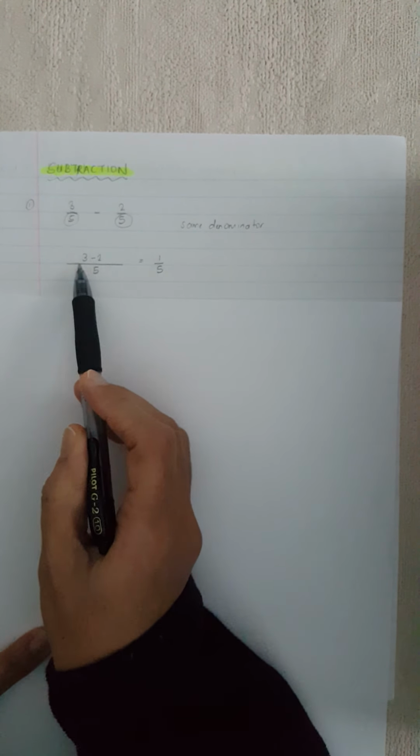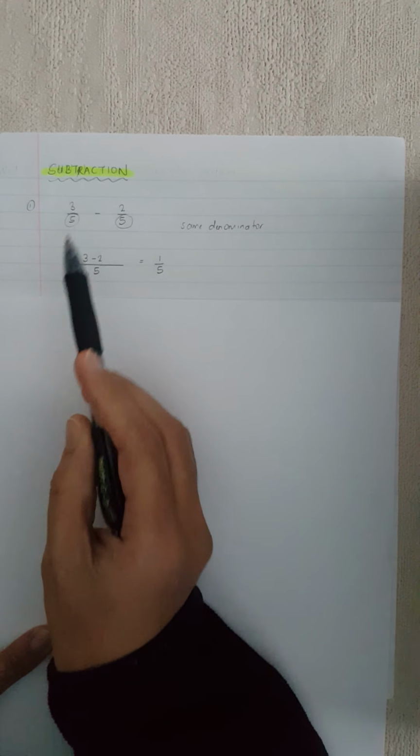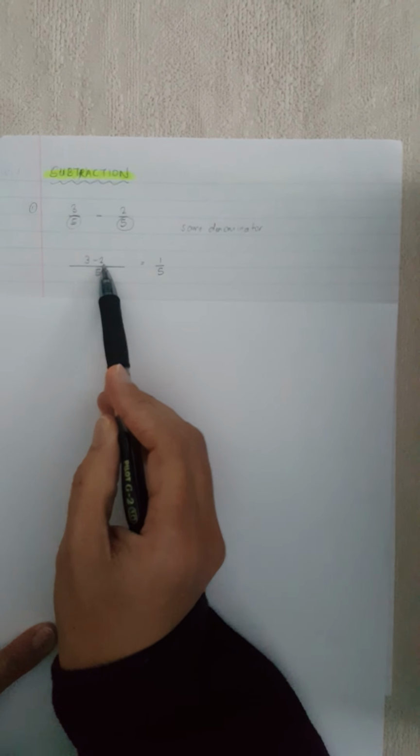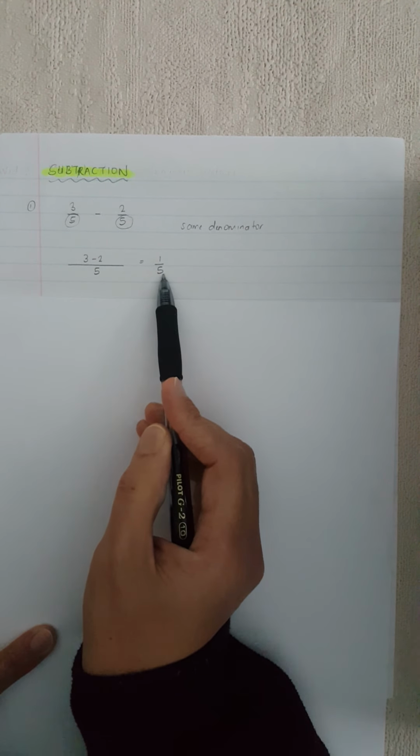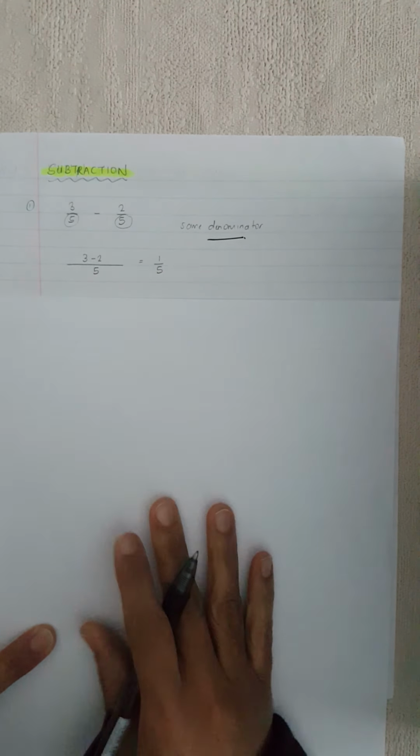All I need to do is take the numerators, and now we're subtracting 3 minus 2 on the top, and my answer becomes 1/5. This is because I have the same denominator. It's the same as addition. We're keeping the denominator and we're just subtracting the numerators.